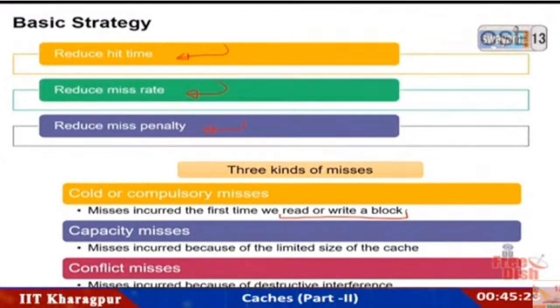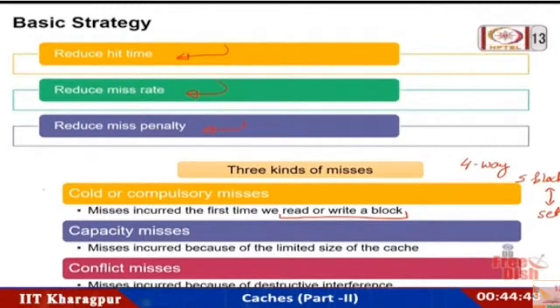Finally, we'll have conflict misses. Conflict misses happen because of the limited associativity of the cache, which are caused because of destructive interference. So consider, let's say, a 4-way set associative cache. There might be 5 blocks that map to the same set. If 5 blocks map to the same set, then there is a problem because all 5 cannot be stored, so continuously they will be displacing one another and that will lead to a performance loss. Such misses are known as conflict misses.